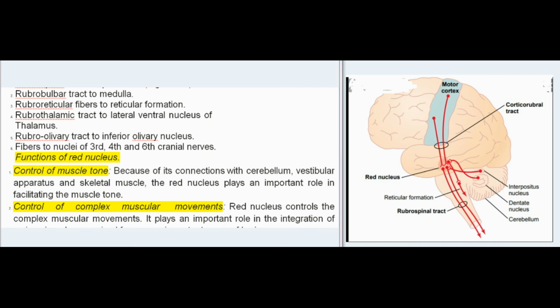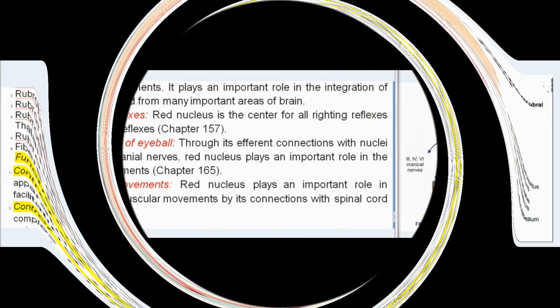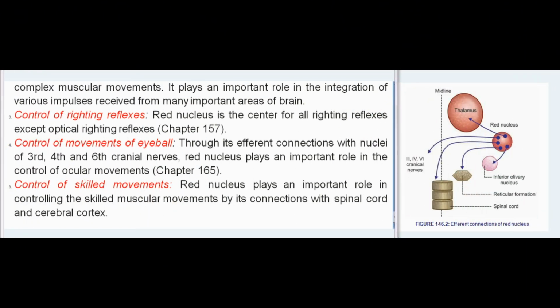Functions of red nucleus. Control of muscle tone. Because of its connections with cerebellum, vestibular apparatus, and skeletal muscle, the red nucleus plays an important role in facilitating the muscle tone. Control of complex muscular movements. Red nucleus controls the complex muscular movements. It plays an important role in the integration of various impulses received from many important areas of brain.